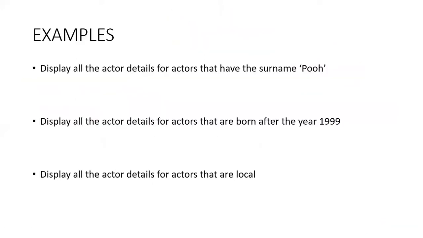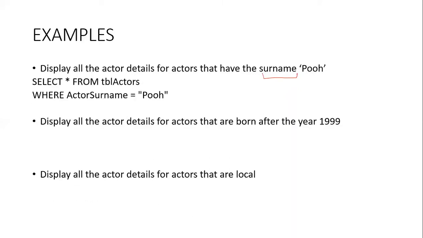Let's look at more examples. In this one, display all the actor details for actors that have a surname, Pooh. So we are looking at the actor surname that is Pooh, Winnie the Pooh. So how would we write this particular example? In this one, select star from TBL actors. So there's no change to that particular line.